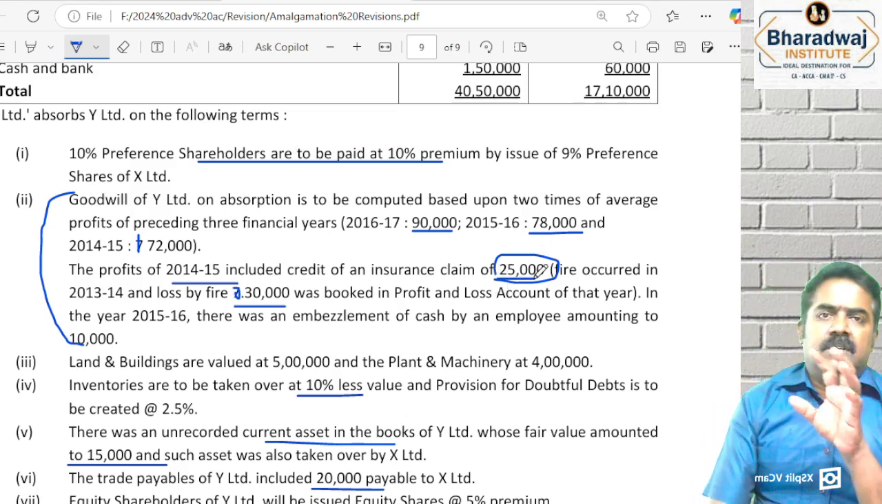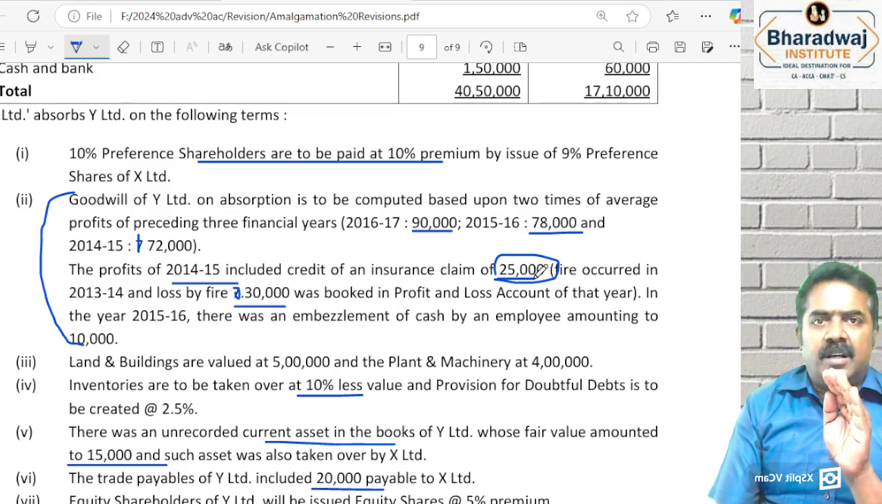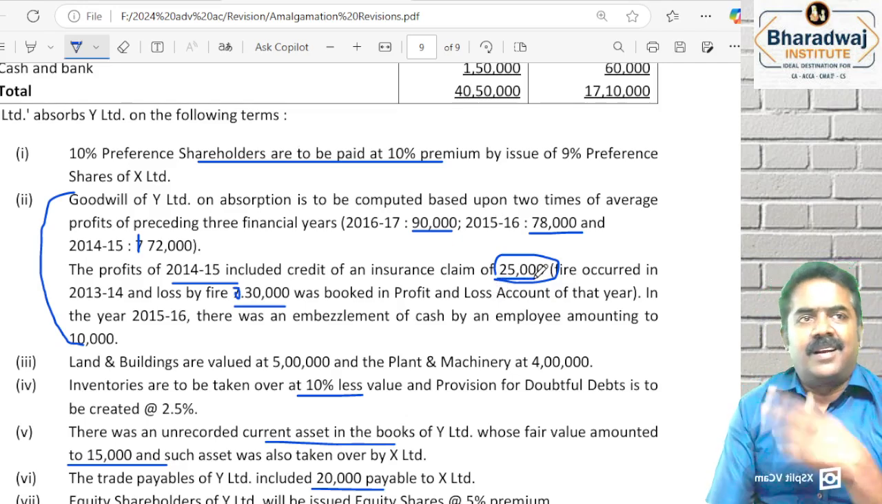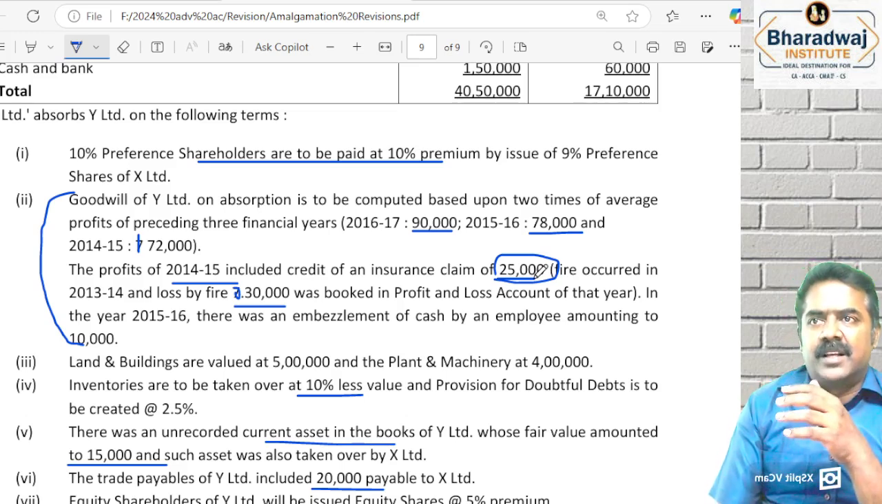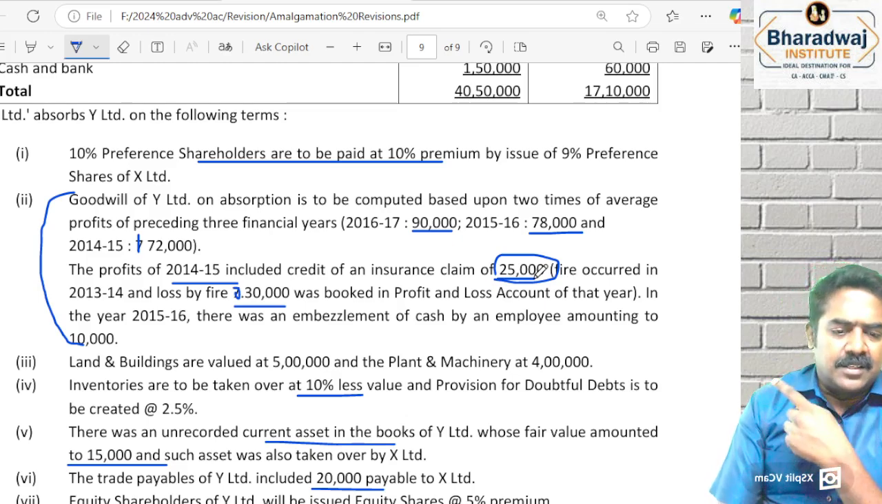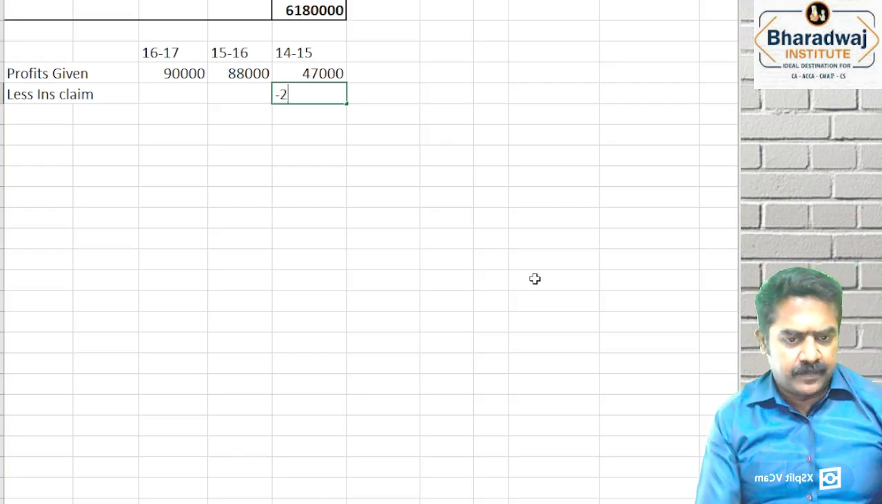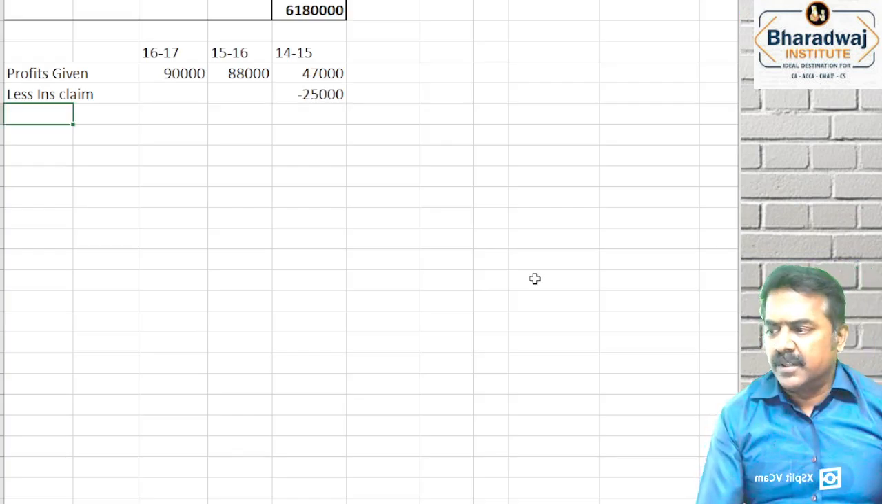See, how to value goodwill? Goodwill should be valued ignoring which one? Non-recurring items. What do you mean by non-recurring item? That income or expense will not come again and again. This insurance claim, will it come every year? No. Eliminate it. How much? 25,000 you have to eliminate.